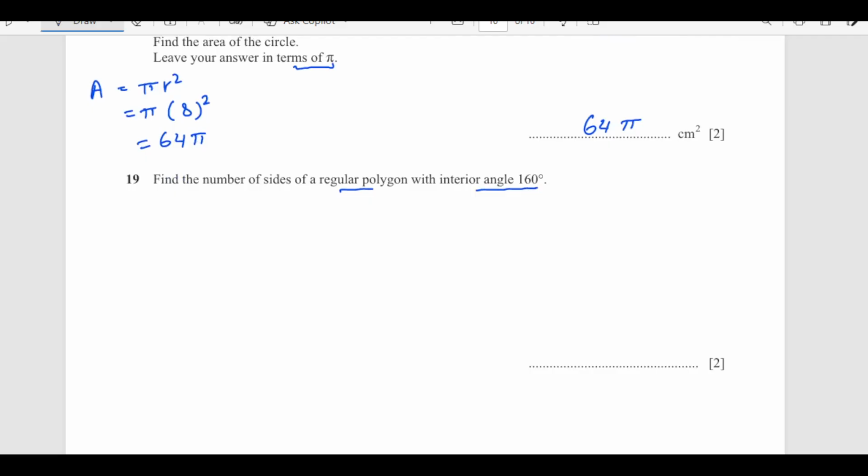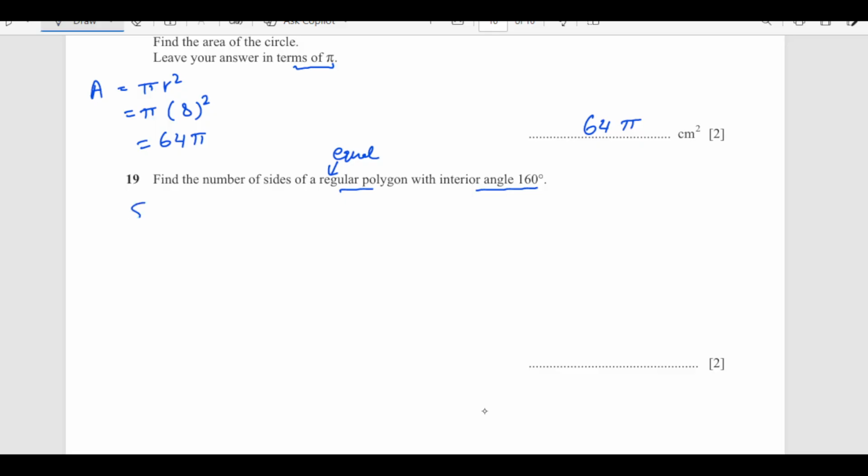Now find the number of sides of a regular polygon with interior angle 160. Now what is a regular polygon? Poly means many, and gons means sides. So shape with many sides is called polygon, and regular when all the sides are equal, right? So we have the interior angle given, so interior angle is 160.